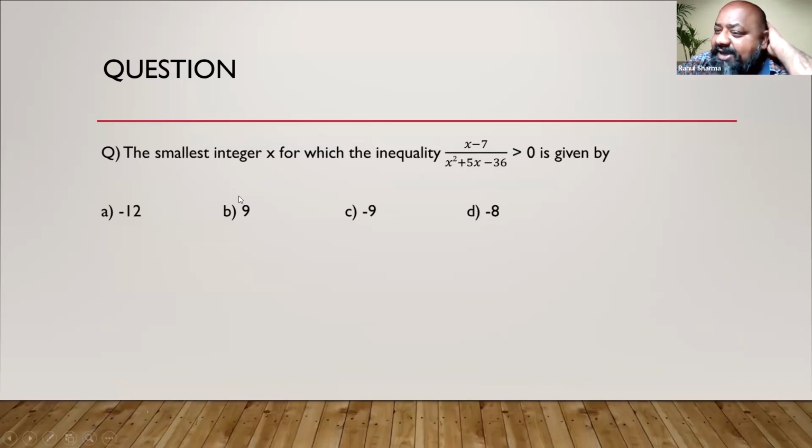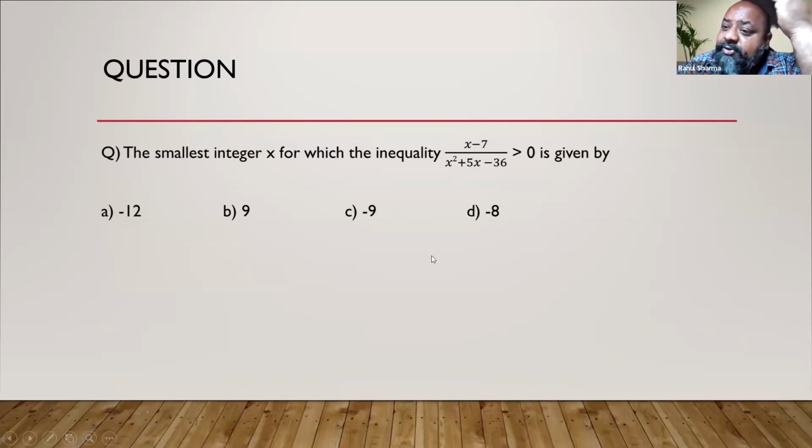Now this is a question that was asked in the IPMAT exam, which IIM Indore conducts, in 2019, right? The smallest integer x for which the inequality (x minus 7) upon (x square plus 5x minus 36) is greater than 0 is given by. Now, imagine this question in your examination. Would you attempt this question?